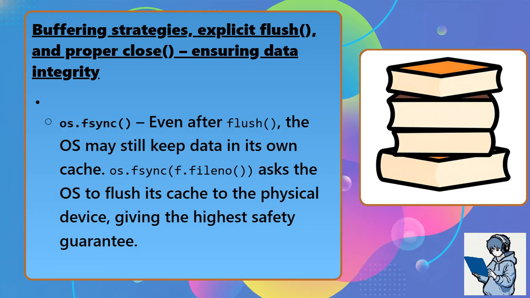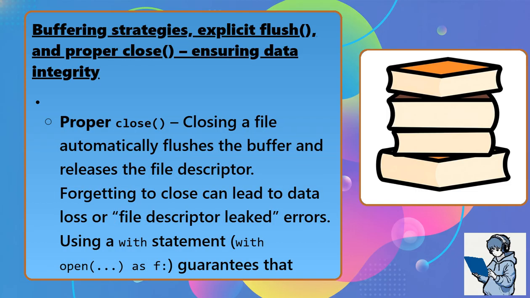os.fsync(f.fileno()) asks the operating system to flush its cache to the physical device, giving the highest safety guarantee. Properly closing a file automatically flushes the buffer and releases the file descriptor. Forgetting to close can lead to data loss or file descriptor leak errors. Using a with statement, with open as f, guarantees that close is called even if an exception occurs.